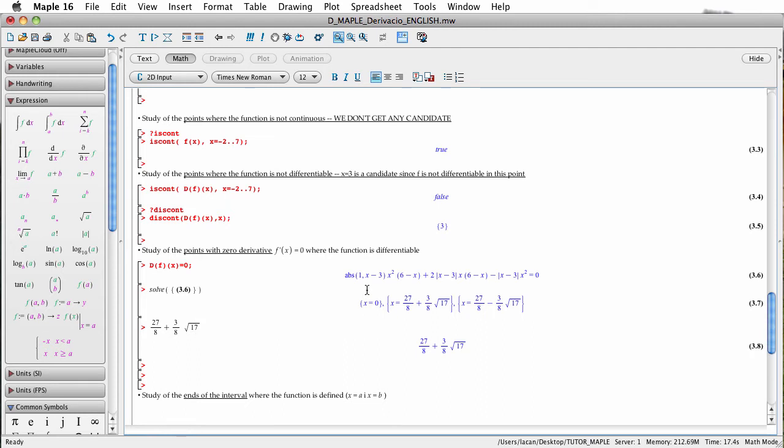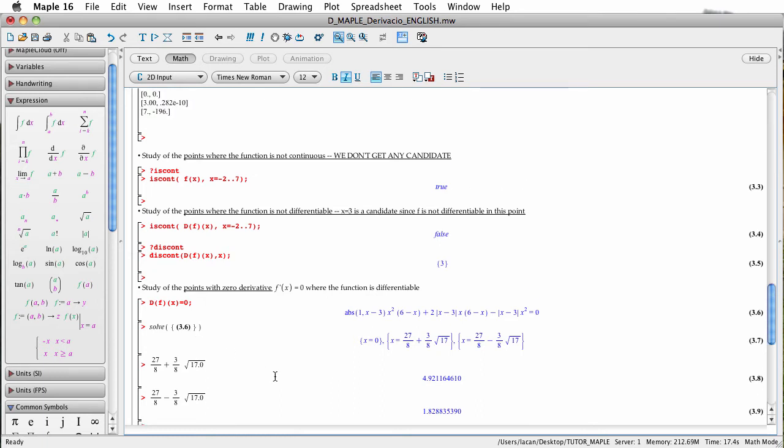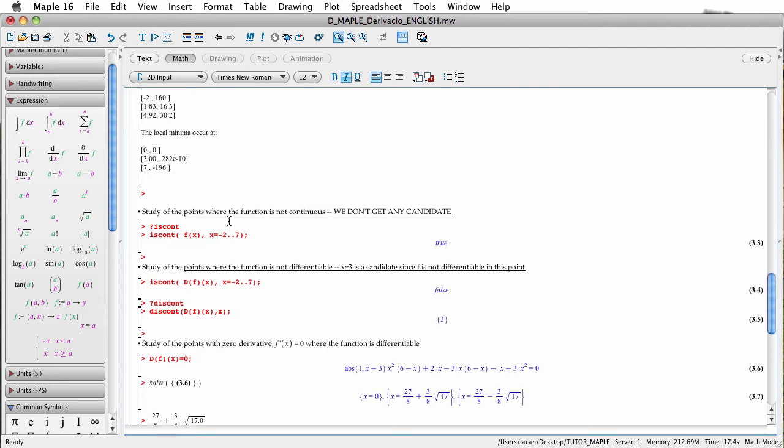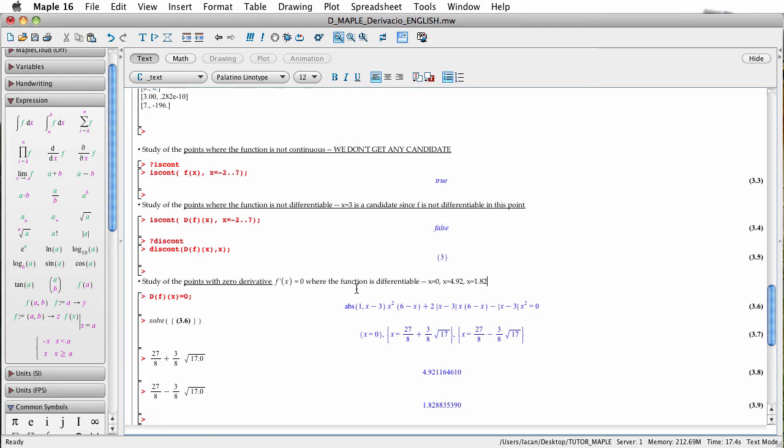In order to put it in decimal places, you just need to put one of the numbers in decimal places. And now the second number is going to be this one. So we have 3 candidates here. You can see that these are the same numbers we got here, but with more precision. Okay, so here what we get is x equals 0, 4.92, and 1.82. Okay, so you get 3 candidates which have 0 derivative.